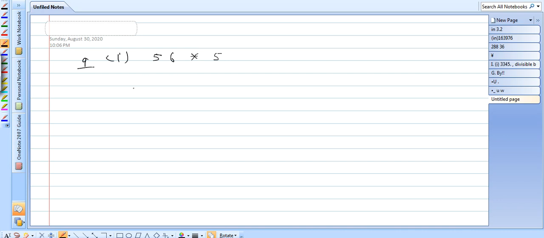Now what is the rule that a number is divisible by 9? Find the sum of the digits. Here the sum of digits is 5 plus 6 plus 5, that is 16. अब आपको यहाँ 9 का डिविजिबिलिटी रूल यूज करना है. वो ये है कि सारे जो भी नंबर्स, जो भी डिजिट्स हैं नंबर में, उनका सम करना है. सो 5 प्लस 6 11, 11 प्लस 5 16.